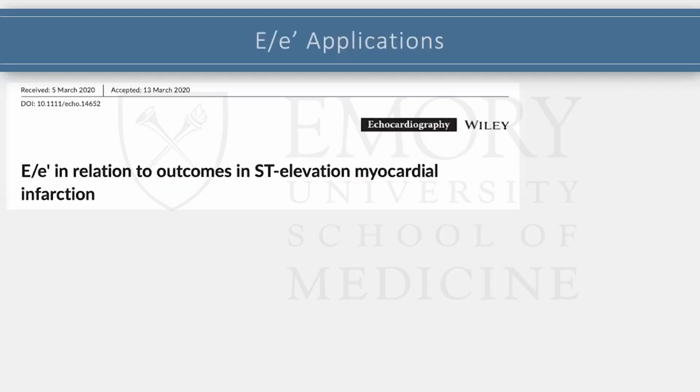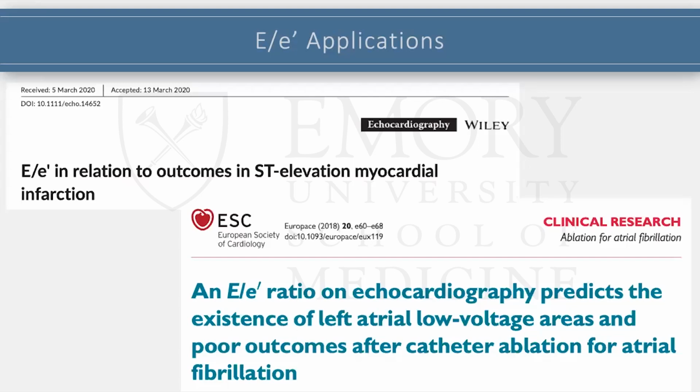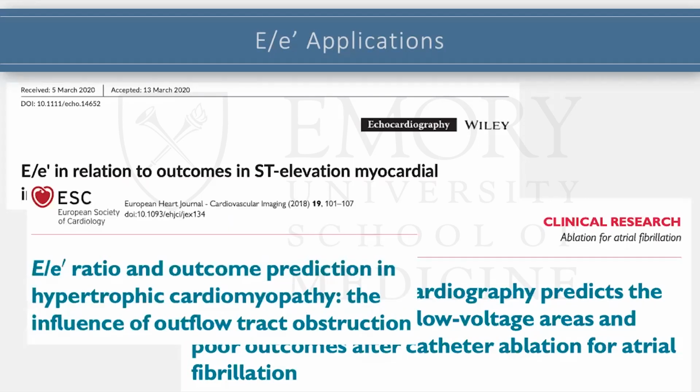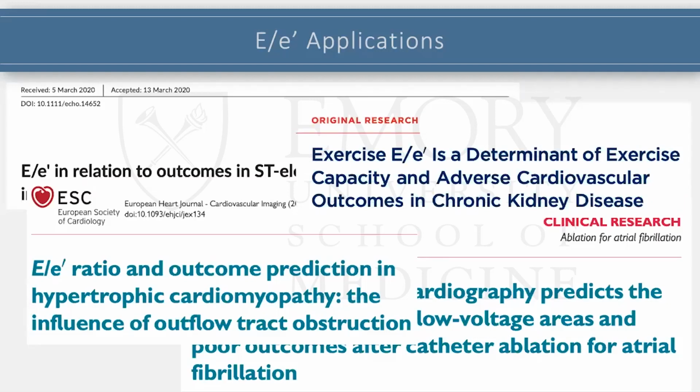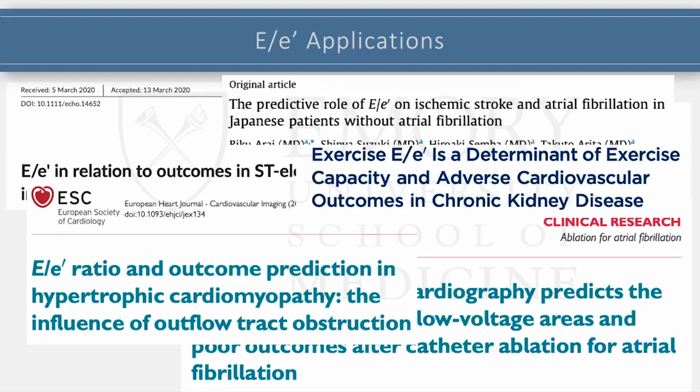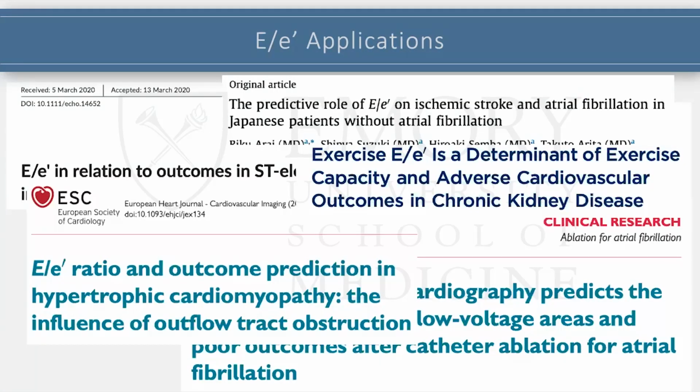As I was starting to research this, I found this massive trove of literature that relates E to E prime with various outcomes. So outcomes in STEMI, outcomes in catheter ablation for AFib, outcomes for hypertrophic cardiomyopathy, outcomes of exercise capacity in CKD, AFib, stroke. So all of these different outcomes have been correlated with your E to E prime, which is really interesting to me, but I still didn't really get it. I still didn't know, is it actually reliable for diastology? So I was researching what this actually means, your E to E prime.